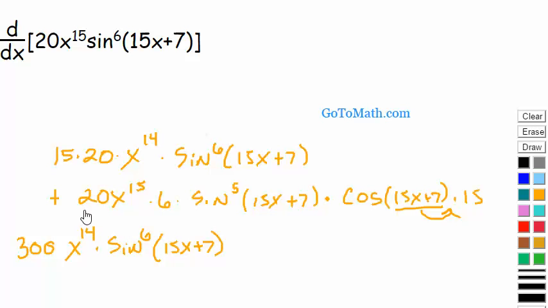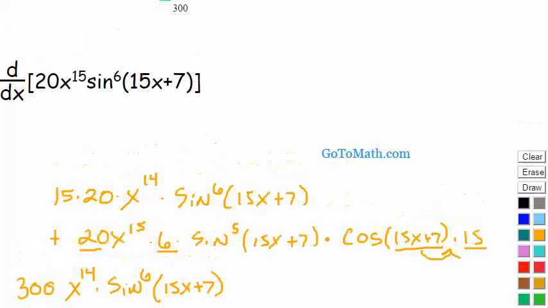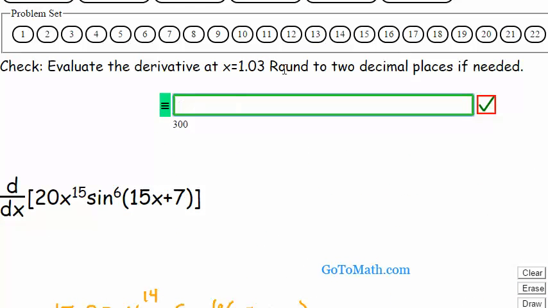Alright. Now we're going to multiply the 20 times the 6 times the 15. So let's just do that real quick. 20 times 6 times 15.